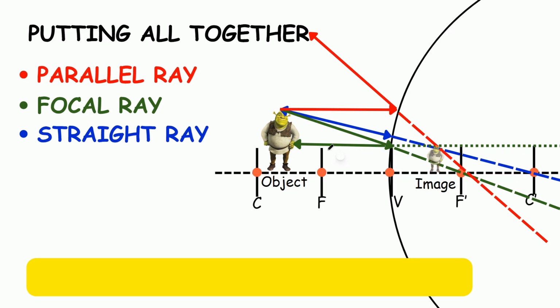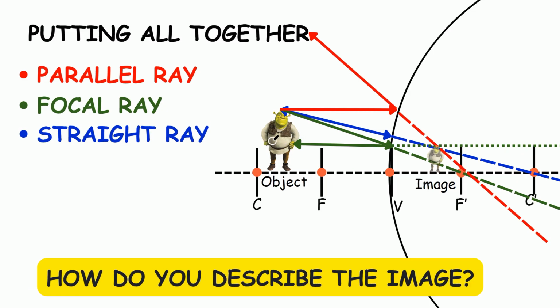So now we have the three rays traced. Putting it all together, we have the parallel, the focal, and the straight ray. And then this is our image. It belongs to the virtual, it is not in our real side here. So meaning to say, it is behind the mirror.